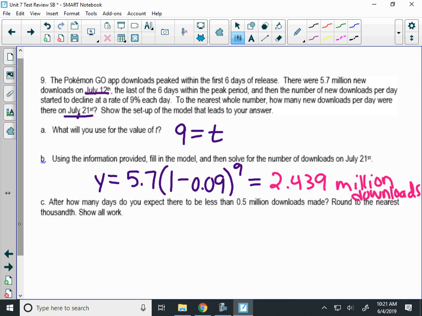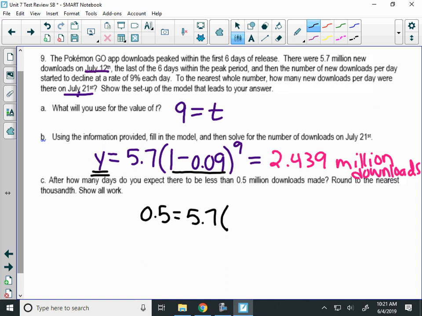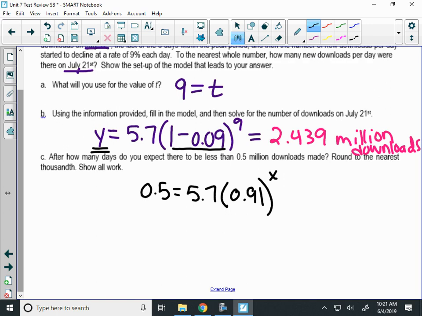Now it says, after how many days do you expect there to be less than 500,000 downloads? So what we're going to do is set up and solve an exponential equation. Instead of y, that's where I'm going to put the 0.5. Still write the same equation. Now this 1 minus 0.09, that's 0.91. I'm going to do that just to make my typing a little bit easier. And then I'm going to solve this for the time, x.